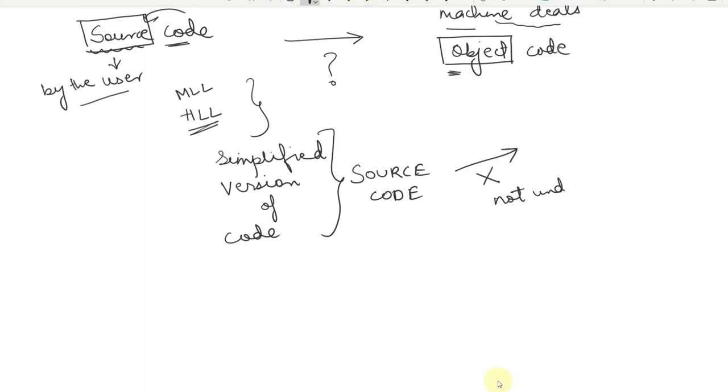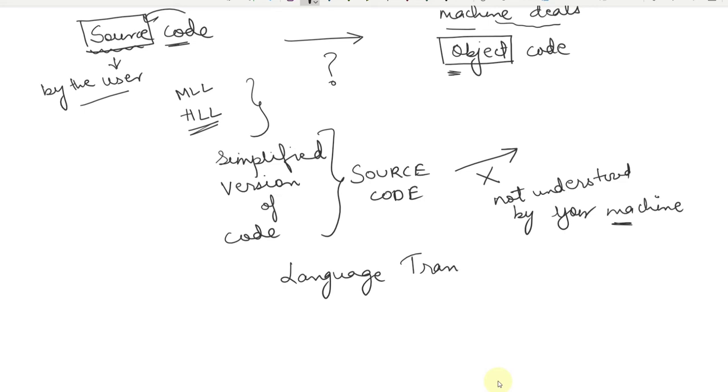This is not understood by your machine. So when this is not understood by the machine, how is the machine going to execute it? So we need something which is called a language translator. This language translator is actually a software only. It is a program which is written and used to translate the source code and make available the object code for the machine.